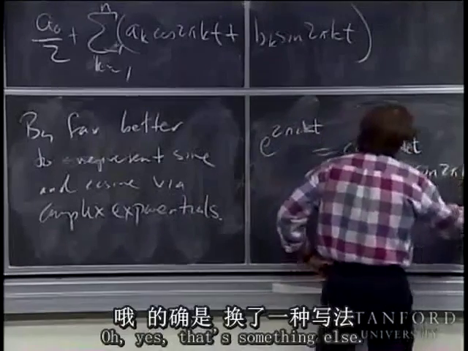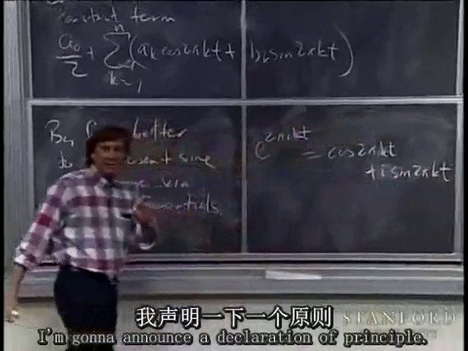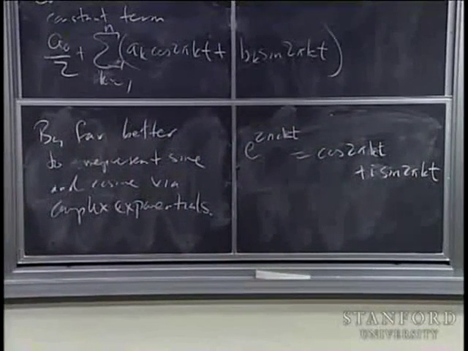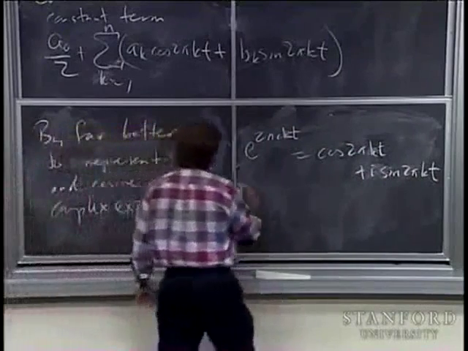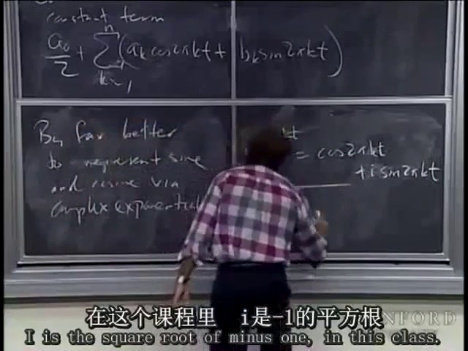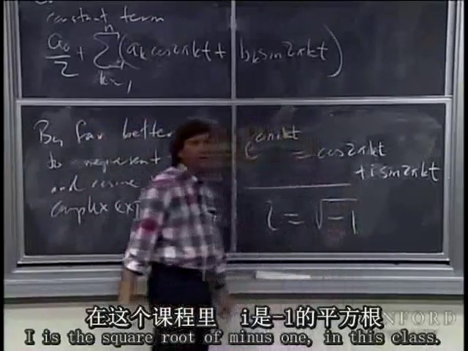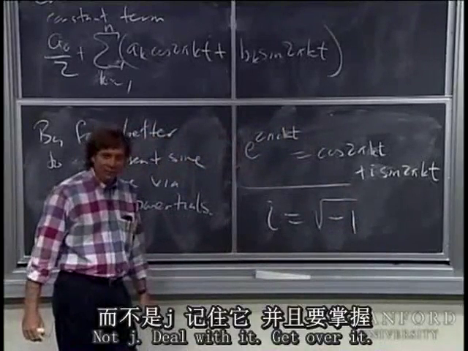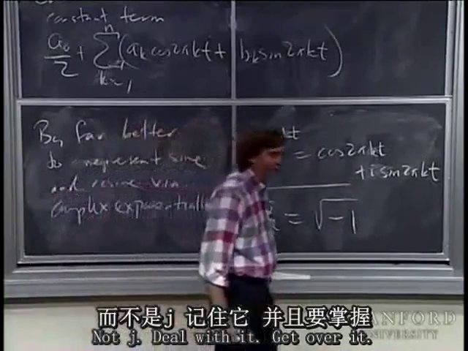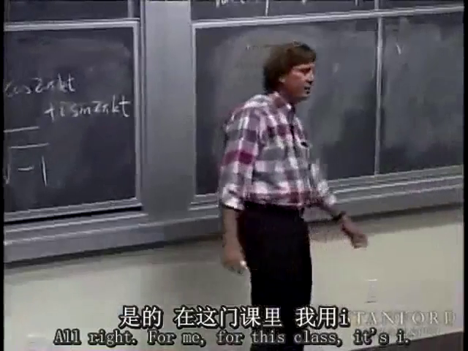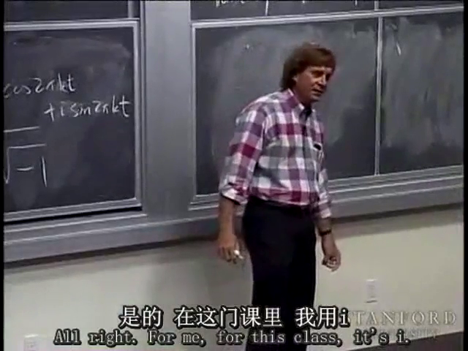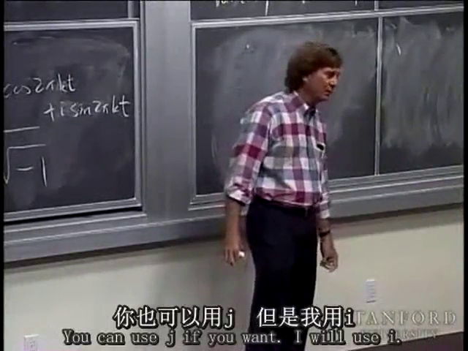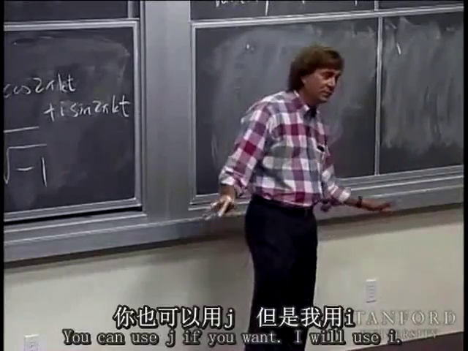Oh, yes, that's something else. I'm going to announce a declaration of principle. i is the square root of -1 in this class, not j. Deal with it. Get over it. For this class, it's i. You can use j if you want. I will use i.